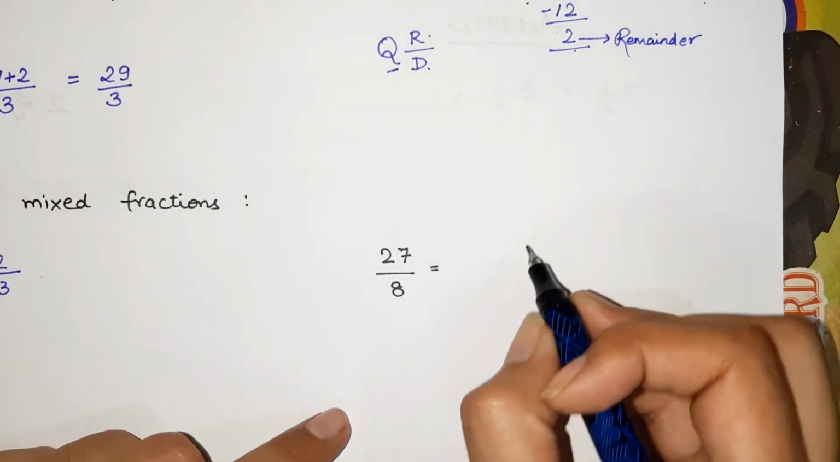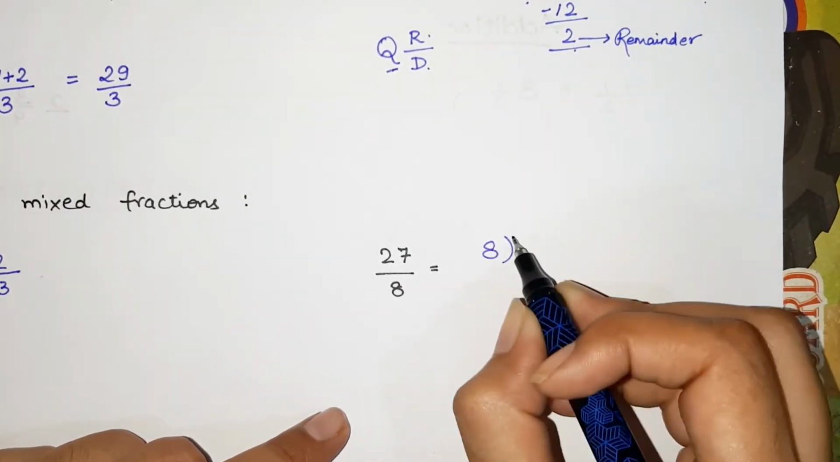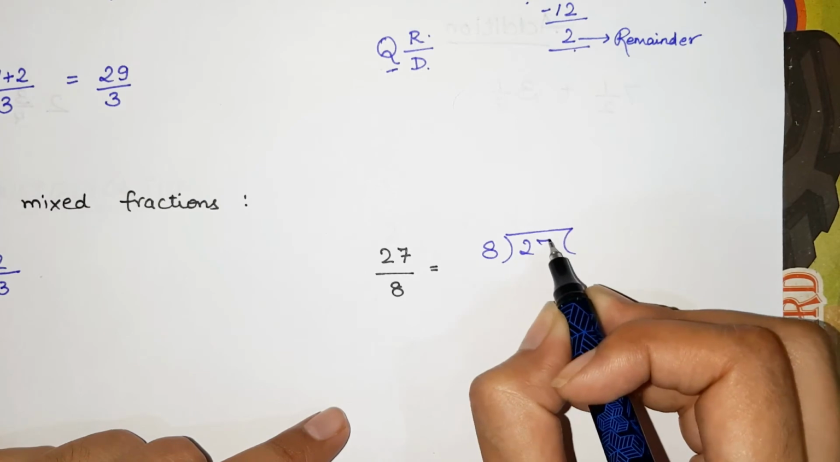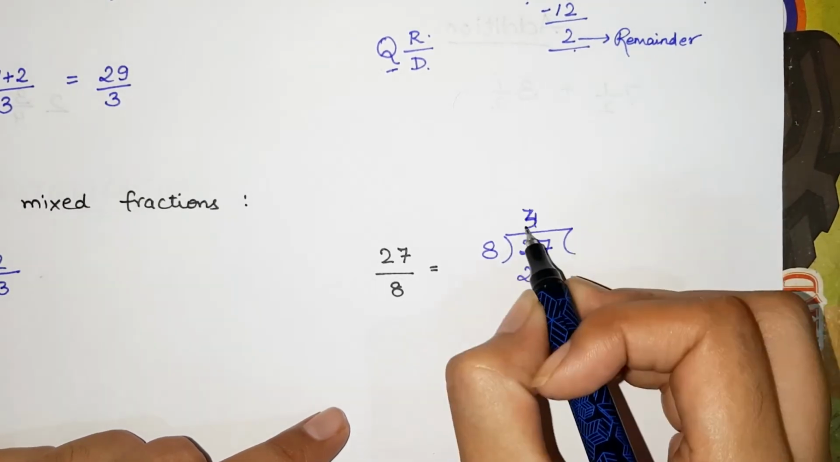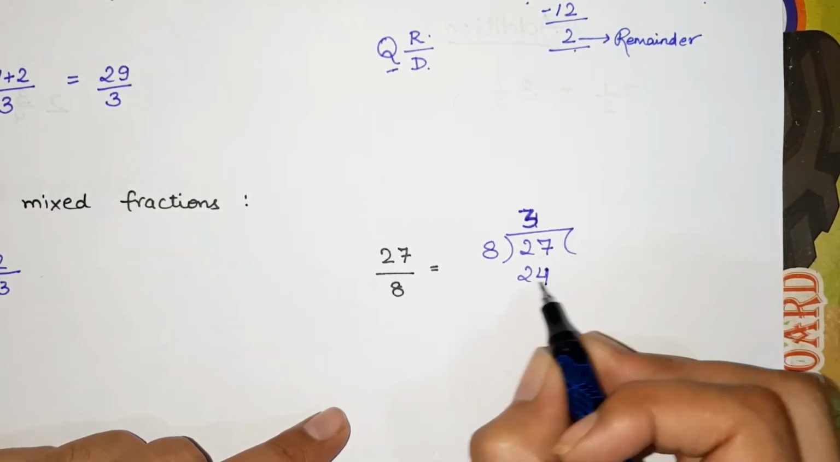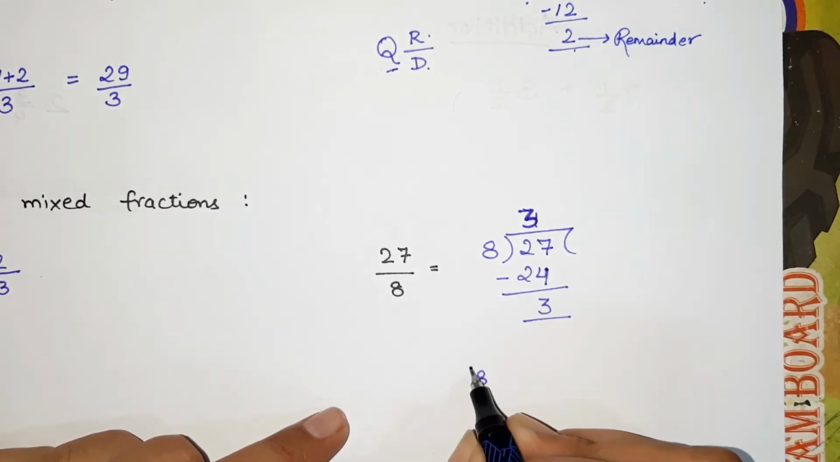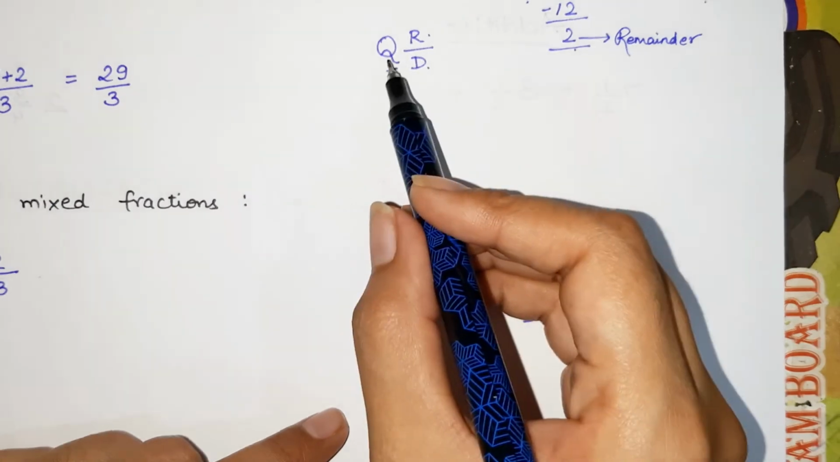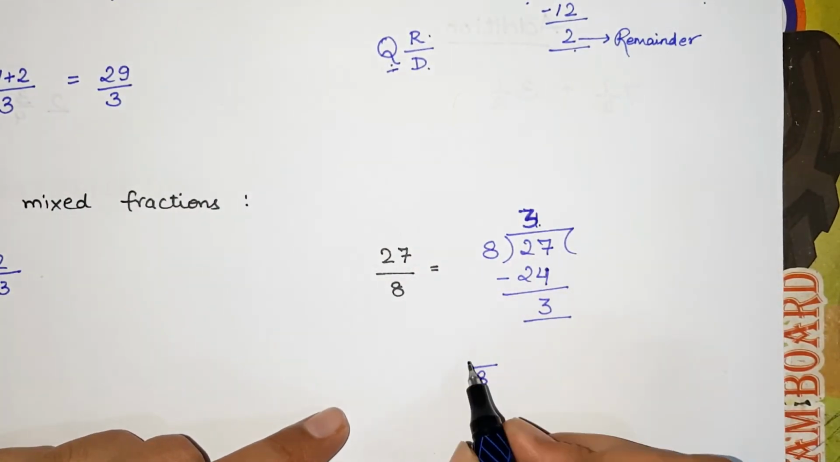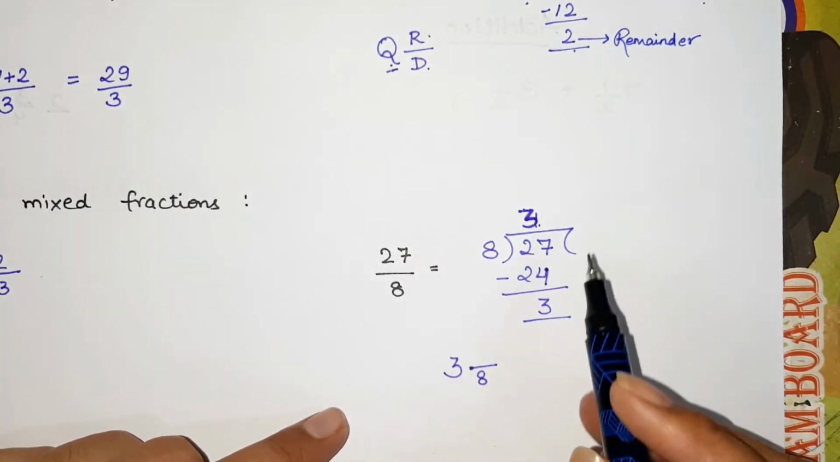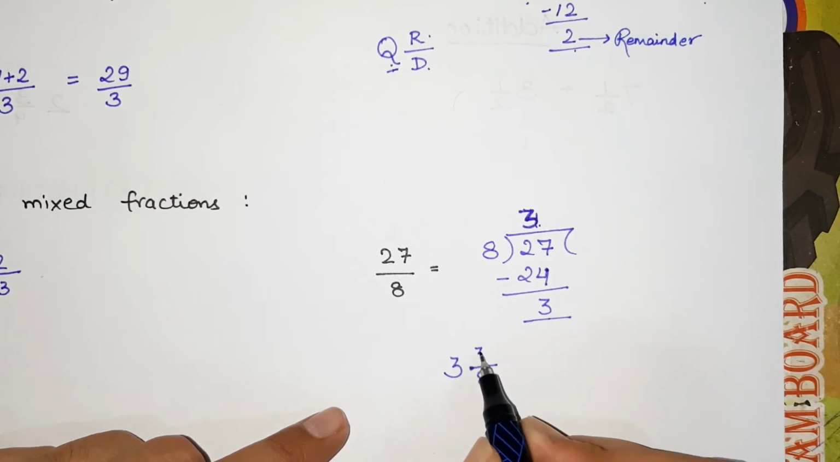Now let's do this one. 8, 27. 8 3s are 24. 3, the denominator remains the same, the quotient, which is 3, and the remainder, which is also 3.